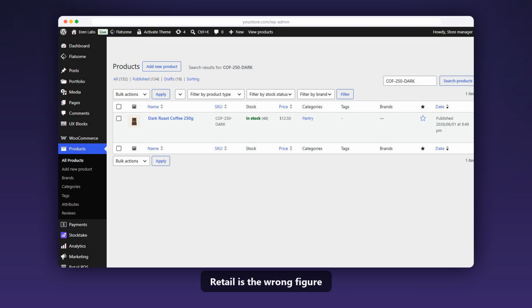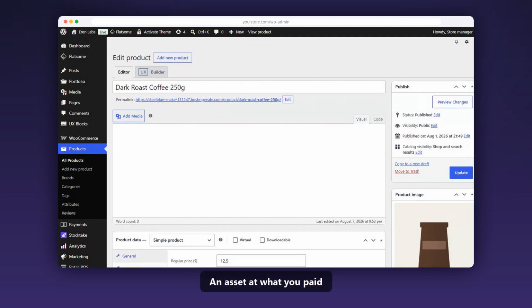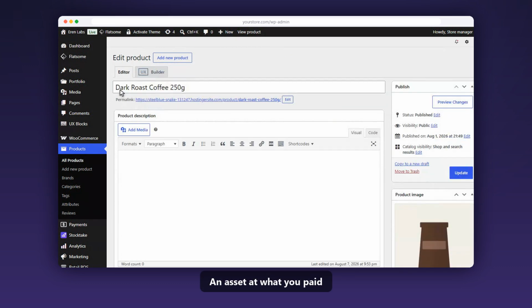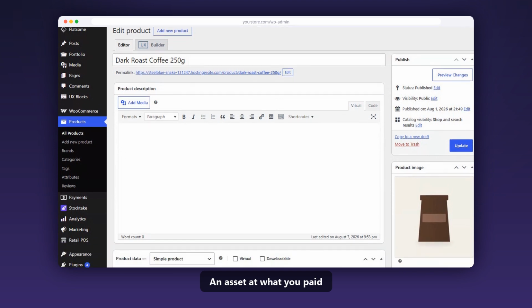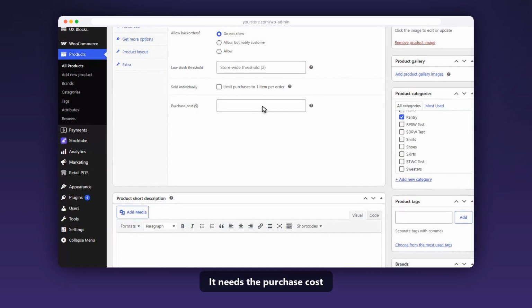Retail is the figure WooCommerce can work out on its own, and it is the wrong one for your accounts. Stock is an asset at what you paid, not at what you hope to sell it for. So the plugin needs one thing from you: the purchase cost.